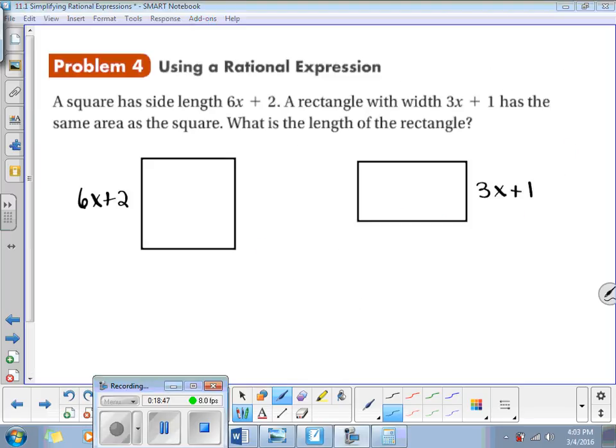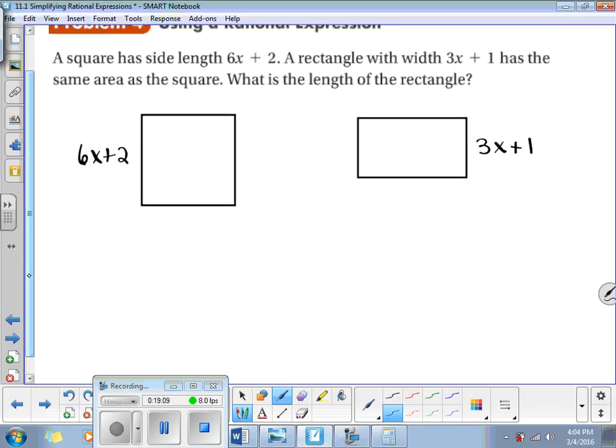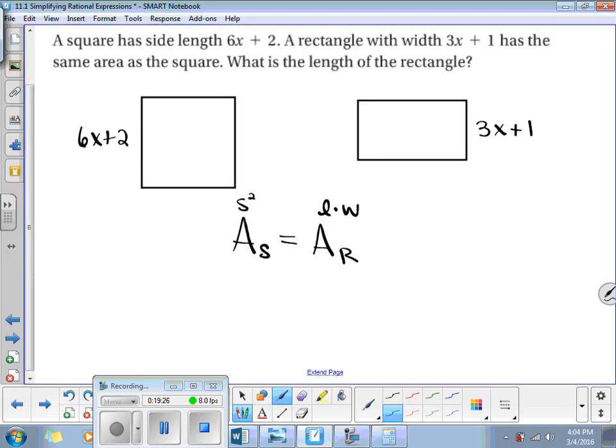All right, problem 4 is using rational expressions. A square has a side length of 6x plus 2. In a rectangle with a width of 3x plus 1, they have the same area. The square and the rectangle have the same area. And we want to know what is the length of the rectangle. So we know that the area of the square is equal to the area of the rectangle. And we also know that area of a square is side squared, and the area of a rectangle is length times width.